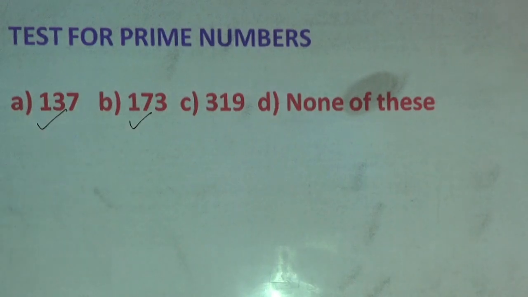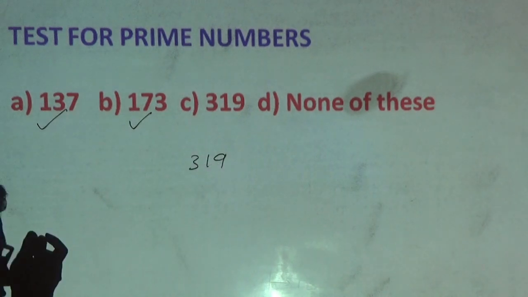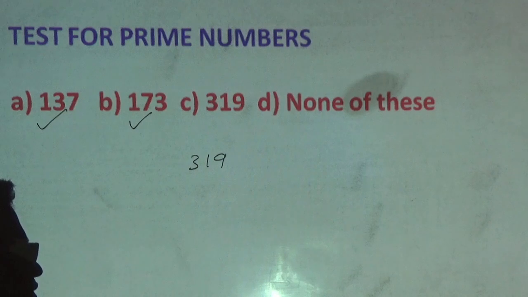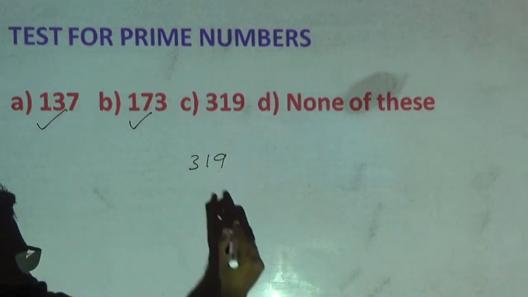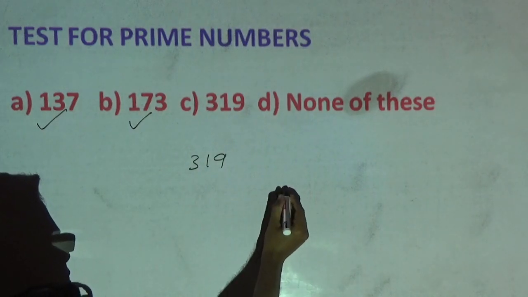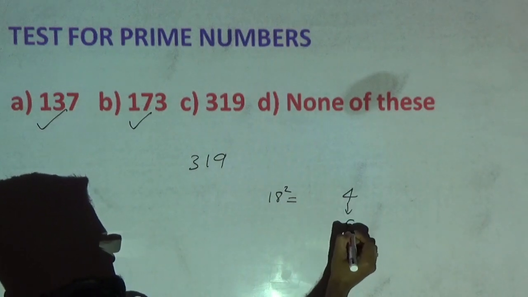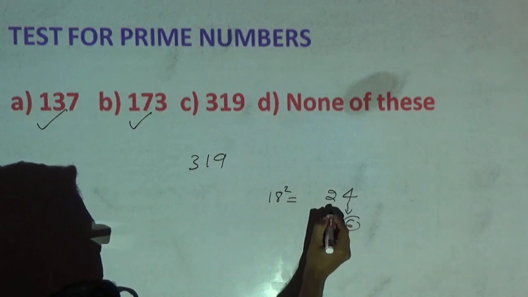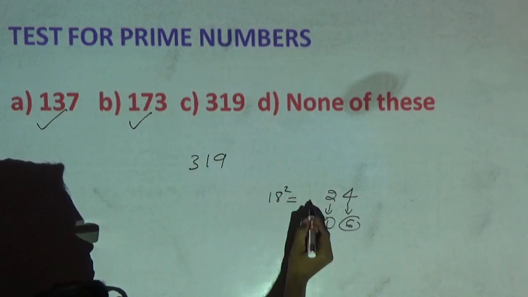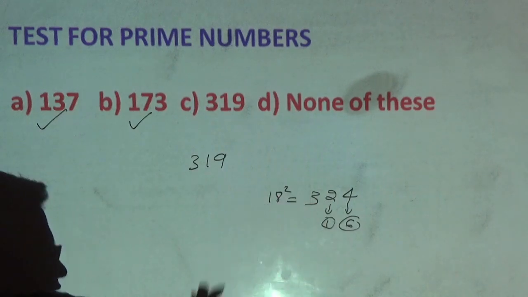So I need to check whether 319 is a prime number or not. Now I need to find the nearest perfect square above that. So let me check it out for 18. What is 18 square? 8 square is 64, carry 6. Double your 8, 16, plus 6. The nearest perfect square number for 319 is 324. The square root of that is 18.